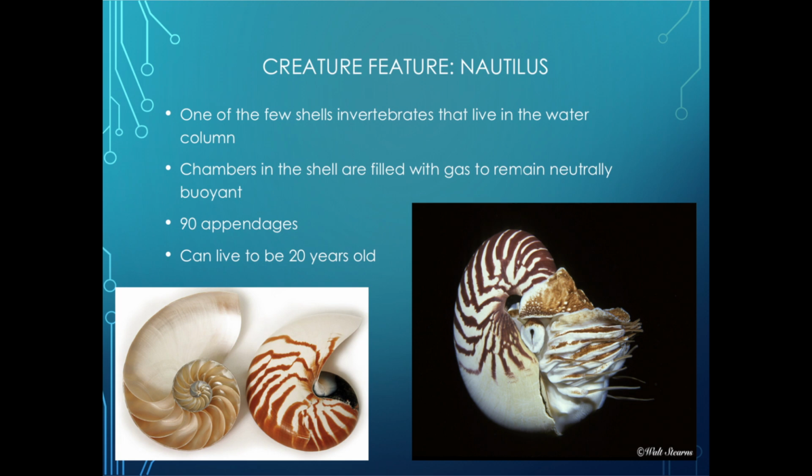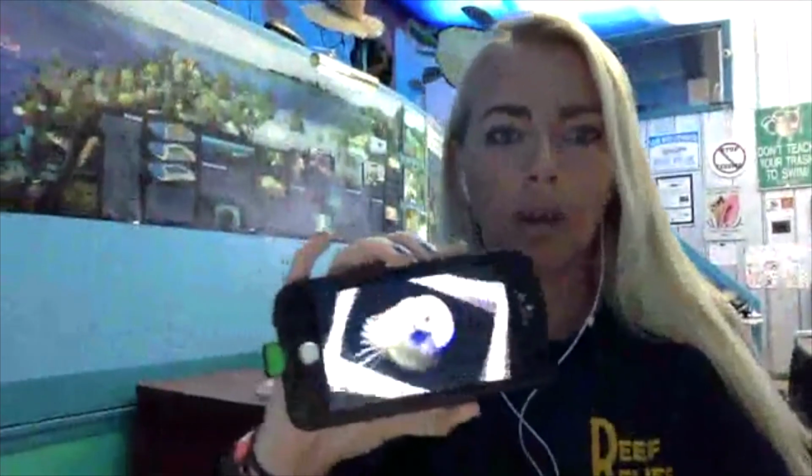All right, their chambers are actually filled with gas. So that's why it's called the chambered nautilus. Inside their shell, there are little compartments, and those are all filled with gas. So its body only makes up this area right here. The rest is all compartments filled with gas to make them buoyant in the water, so that they aren't sinking or floating. They can have 90 arms, so much more than octopus and squid. And they can live to be about 20 years old.